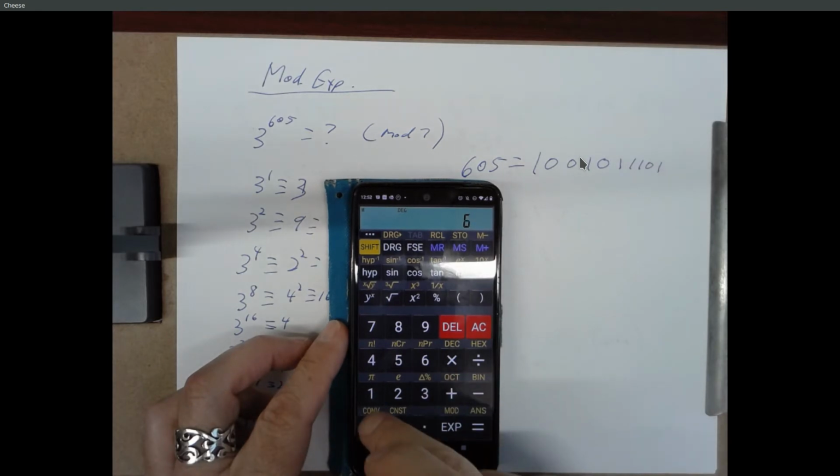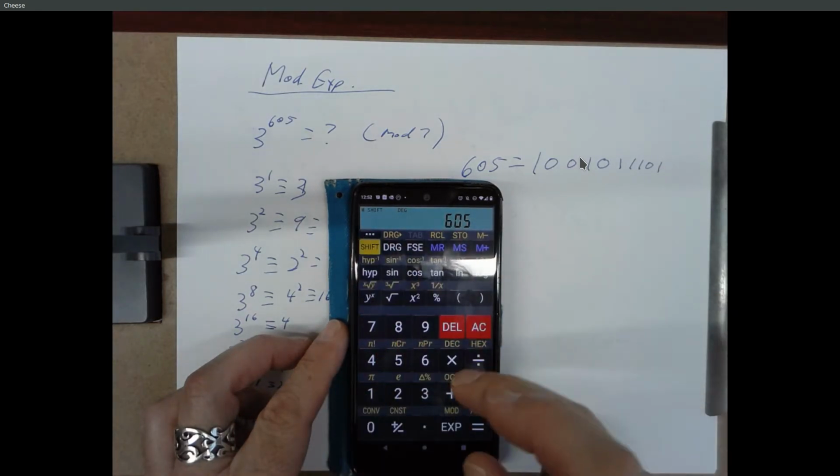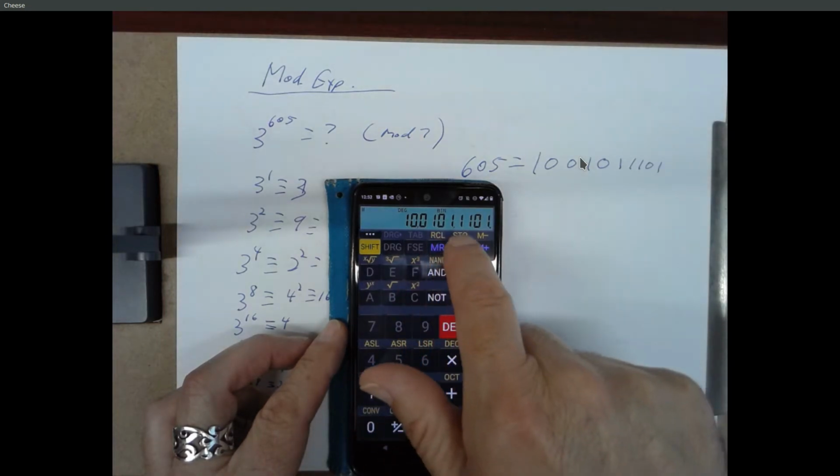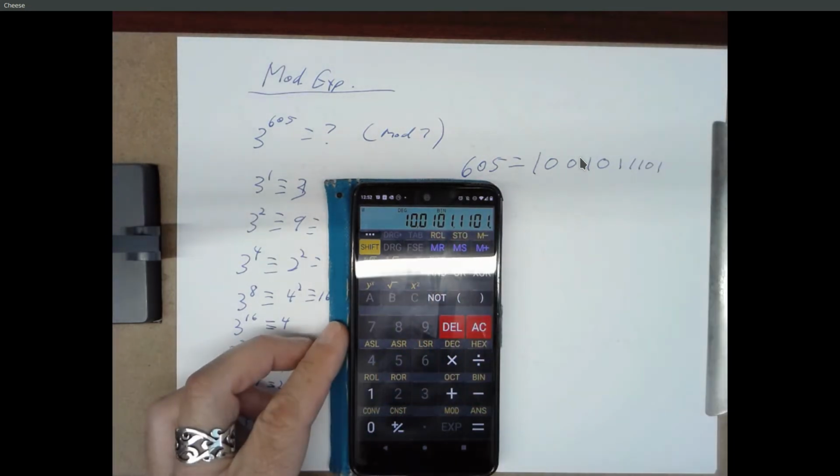So 605, and we're going to go binary. 10010111101. We're good.